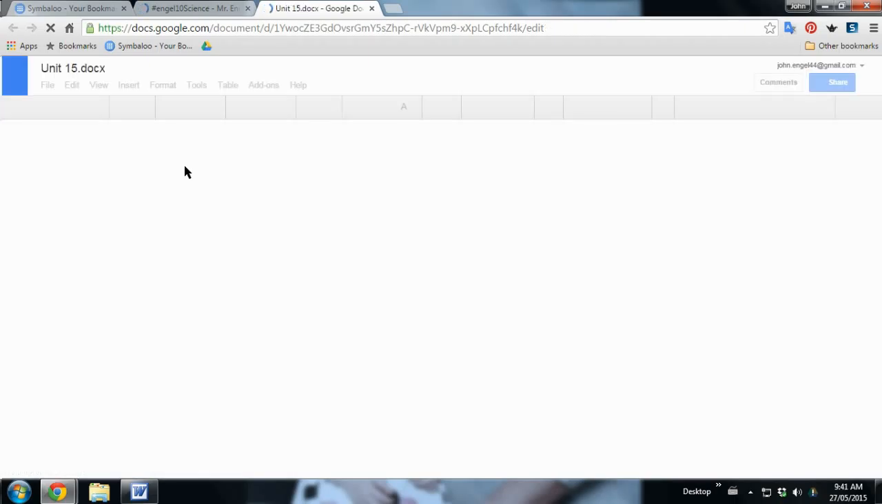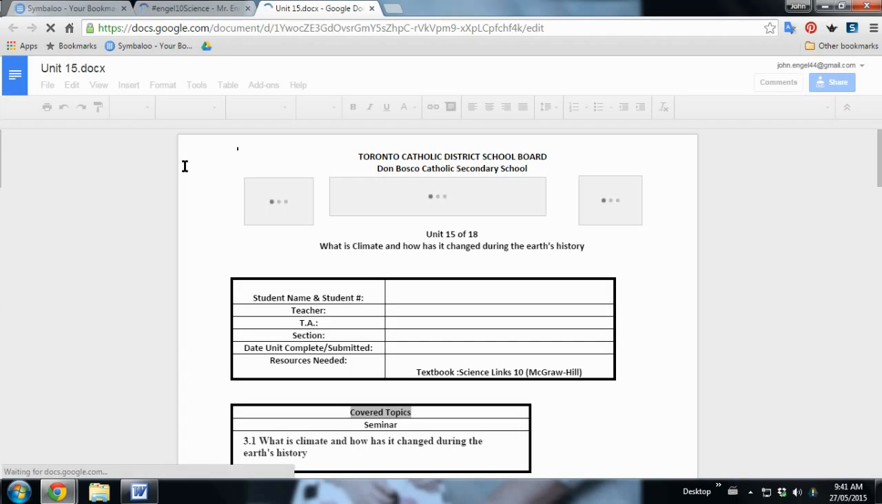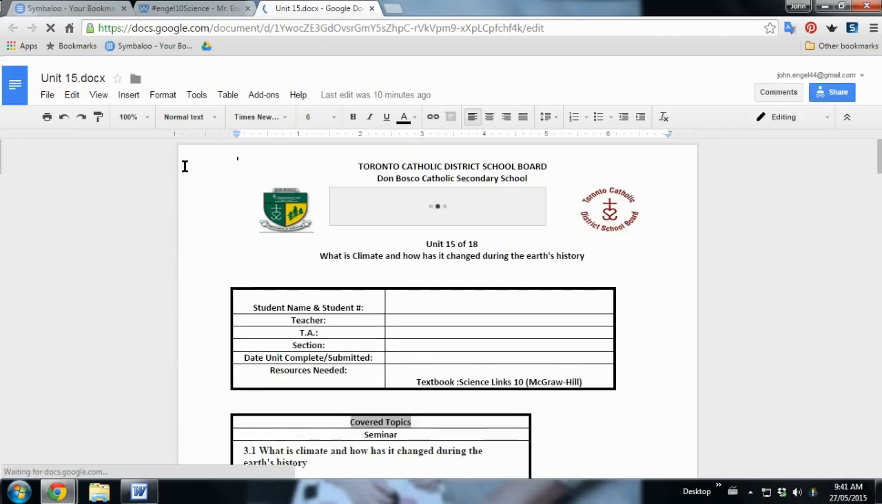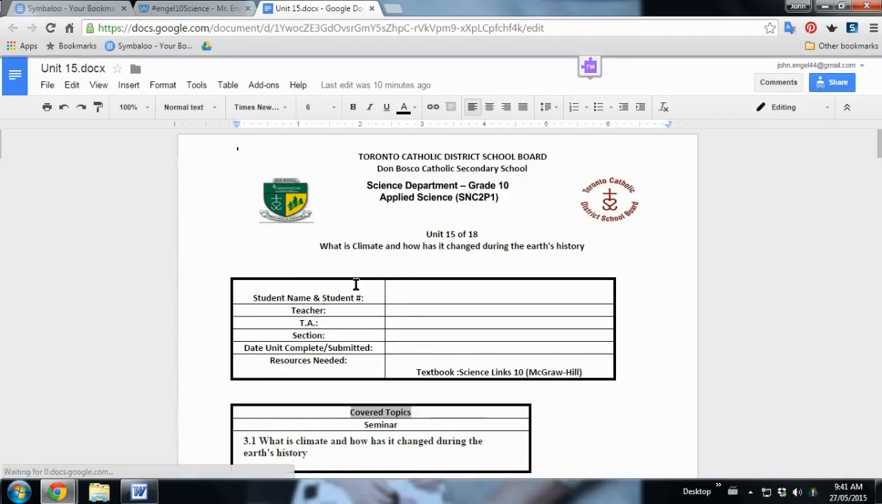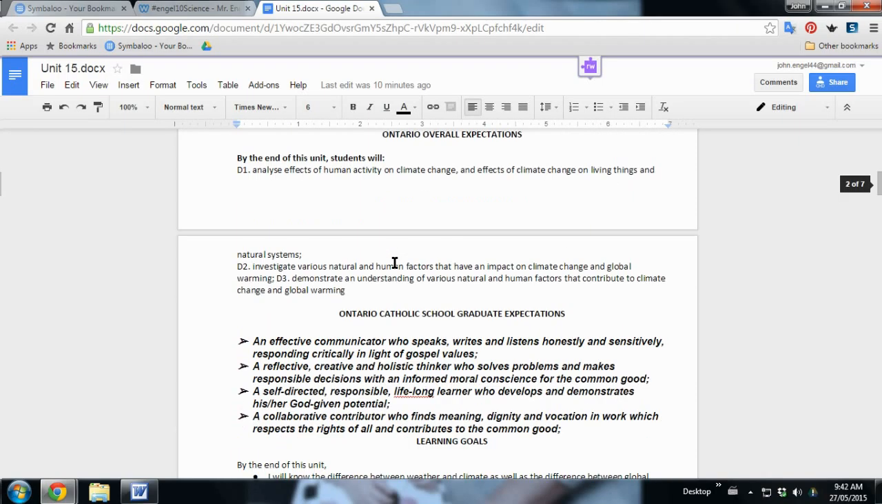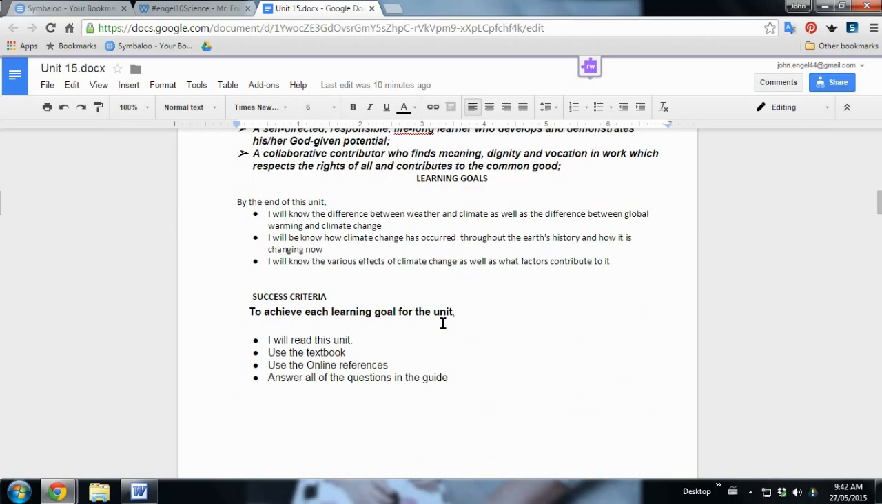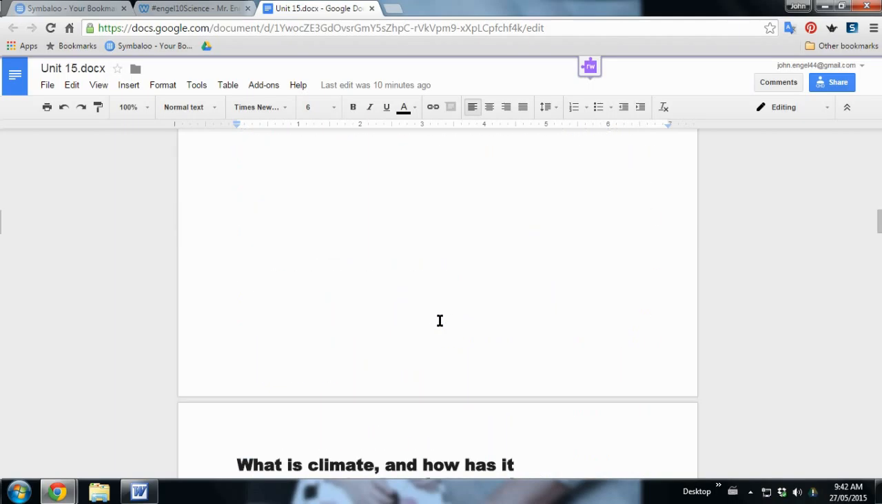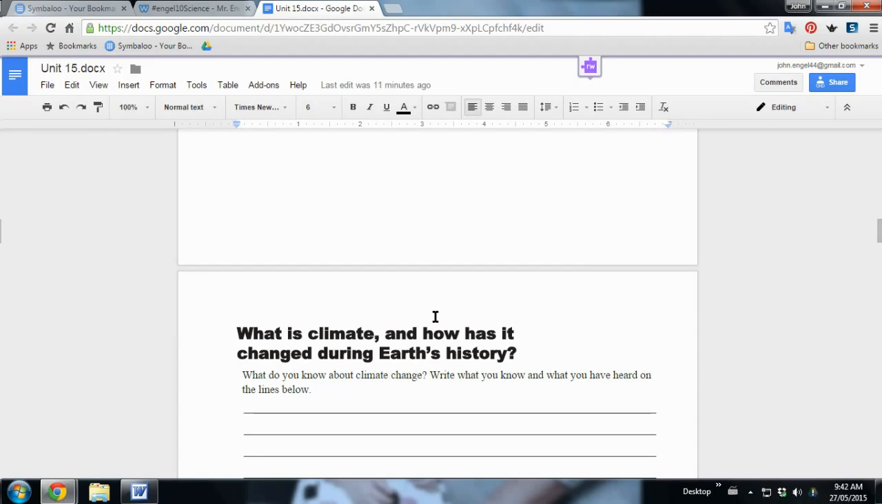Climate change is something that's happening in our world right now. I'm sure you've probably heard of it on the news. It gets confused with global warming a lot. There's a difference between climate change and global warming. Global warming is happening naturally, and it's also happening based on human causes. We'll study more of that in Unit 16.